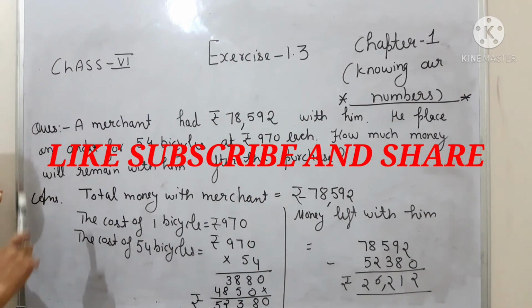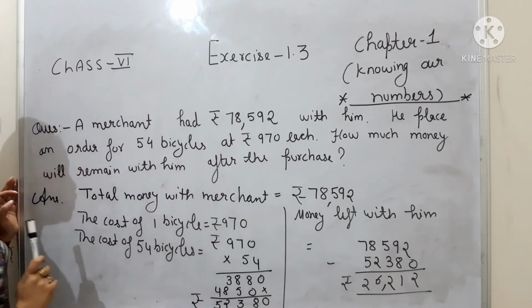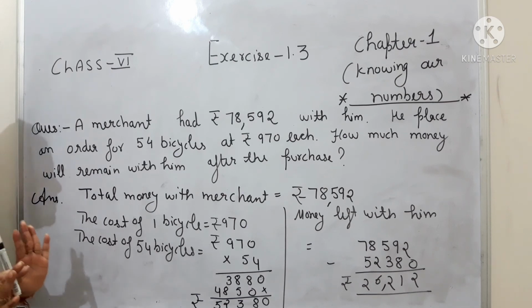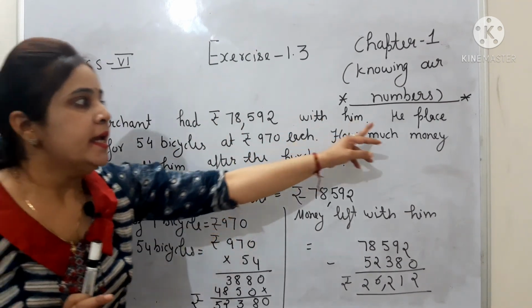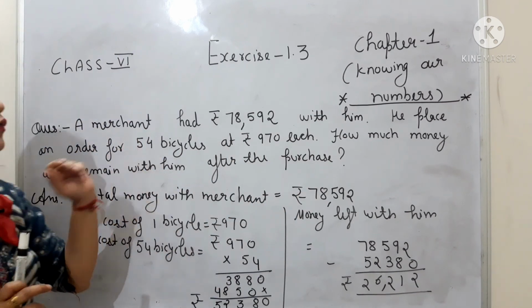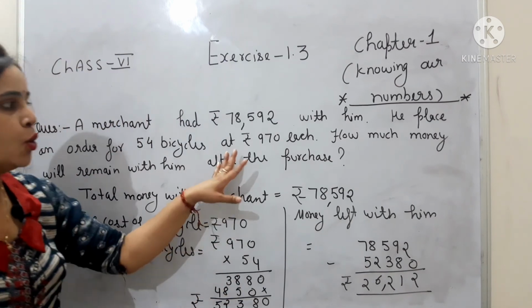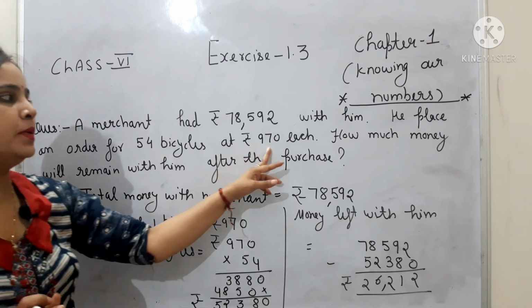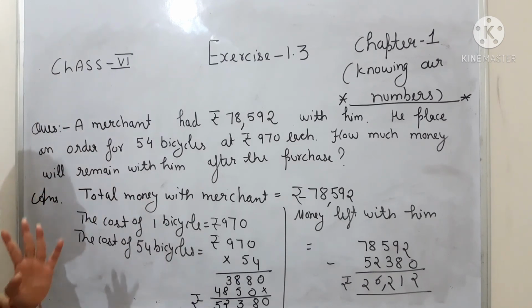The very first question is, a merchant had rupees 78,592 with him. Okay, the total money with the merchant is 78,592. He placed an order for 54 bicycles. Okay, he wants to purchase 54 bicycles and the cost of each bicycle is rupees 970. How much money will remain with him after the purchase?